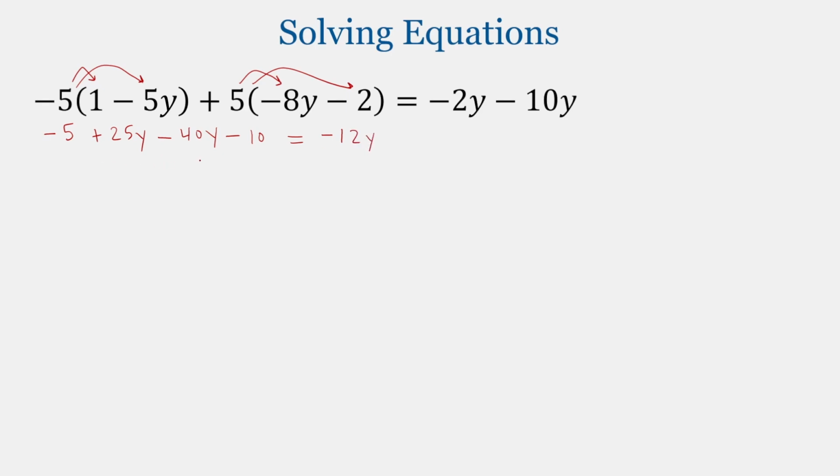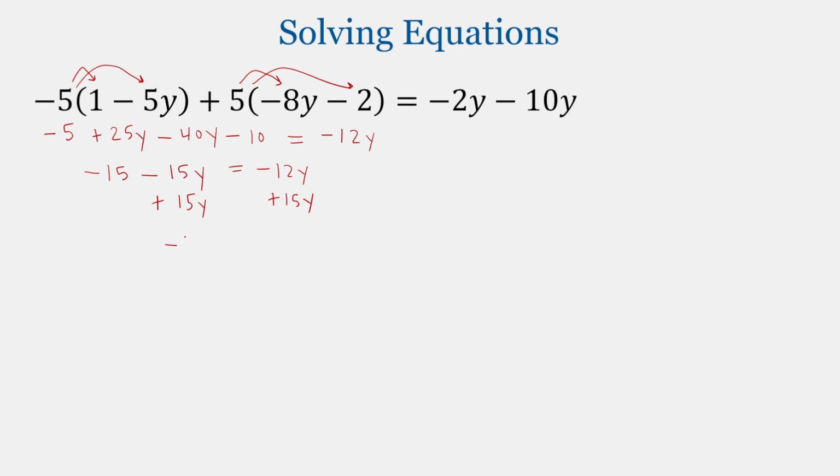We can simplify the left side down further by combining like terms. So -5 plus a -10 is -15, and then 25y minus 40y is -15y, equal to -12y. Both sides are now simplified. We cannot simplify them down further. So the next step is to isolate the variable on one side. Once again, I'm going to gather the variables on the right side. So I'm going to add 15y to both sides.